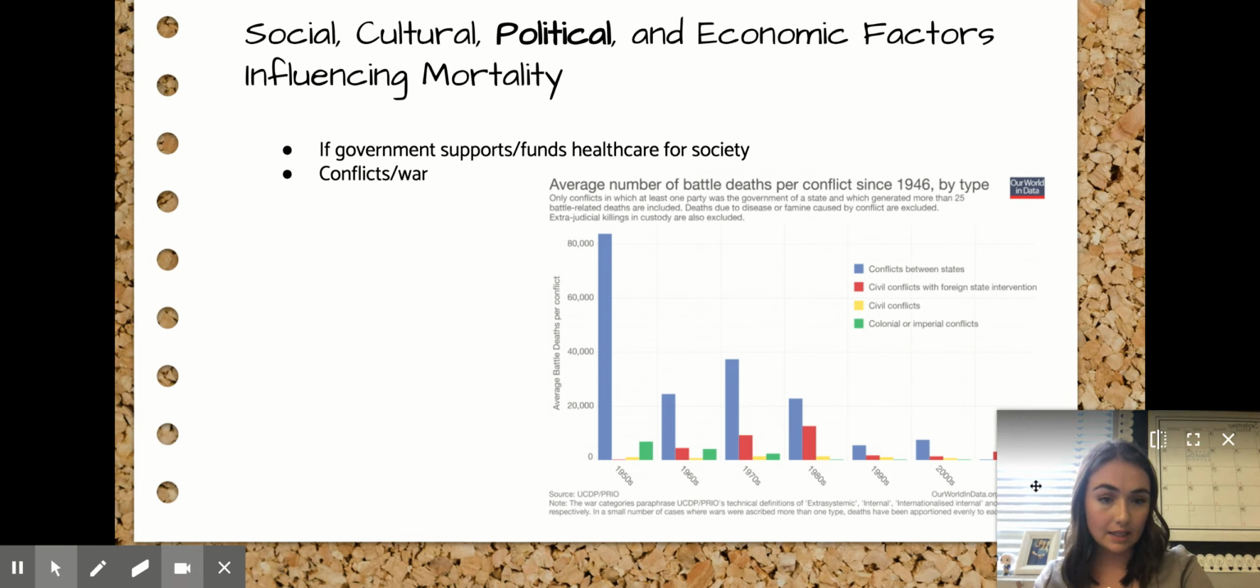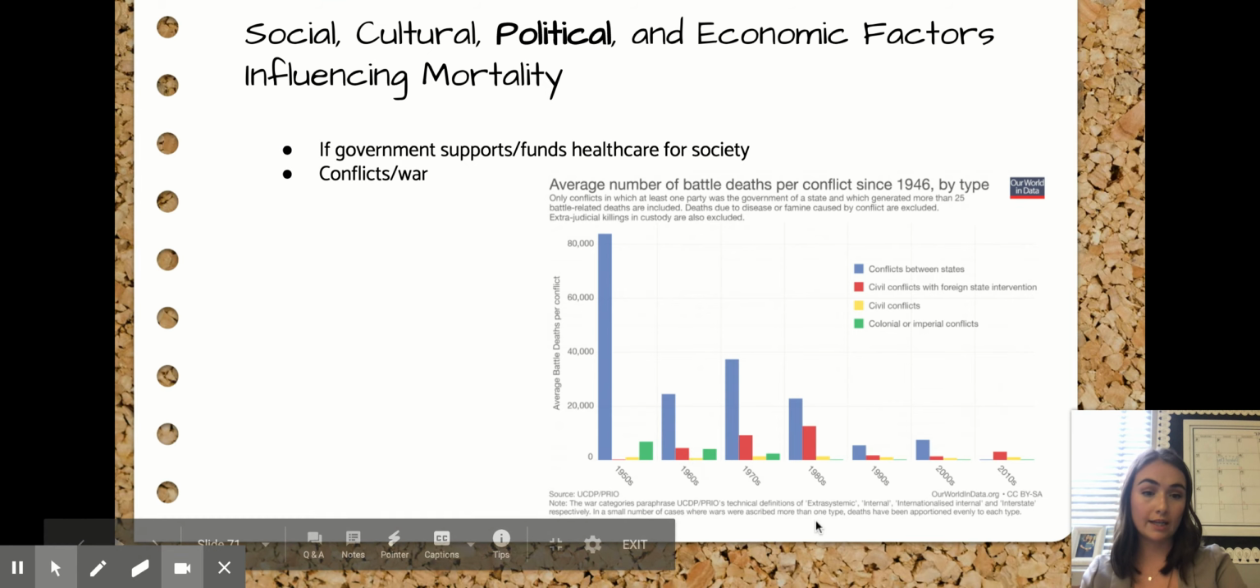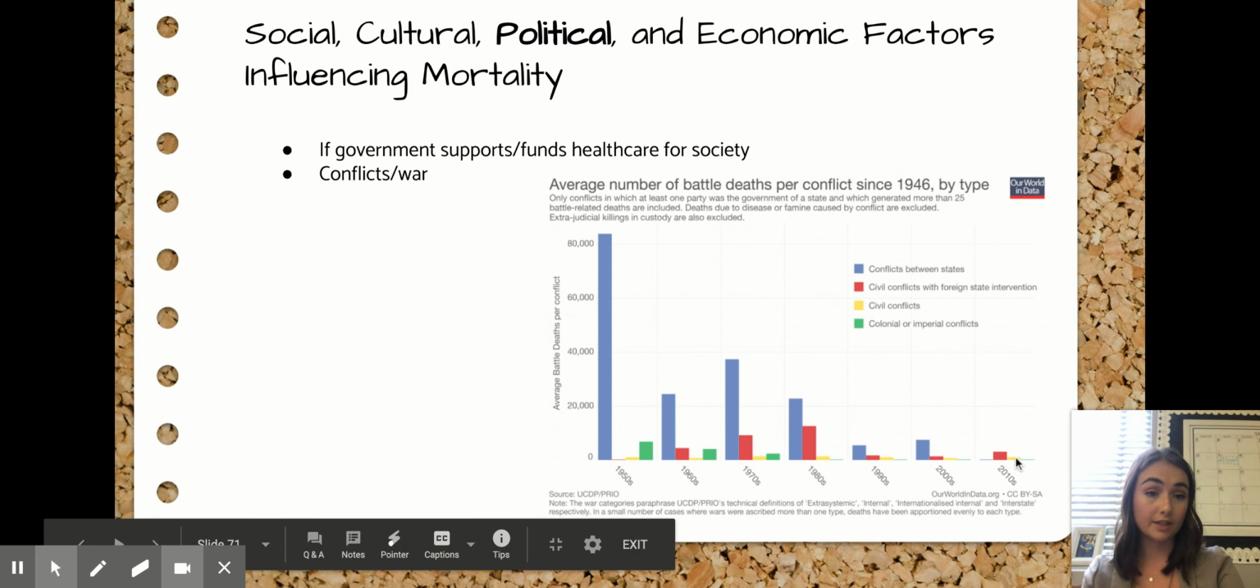You can see, if I move myself out of the way, that our mortality rate worldwide because of war has drastically decreased. And most of the deaths today in wars are civil conflicts. So they're wars and conflicts within a single country.